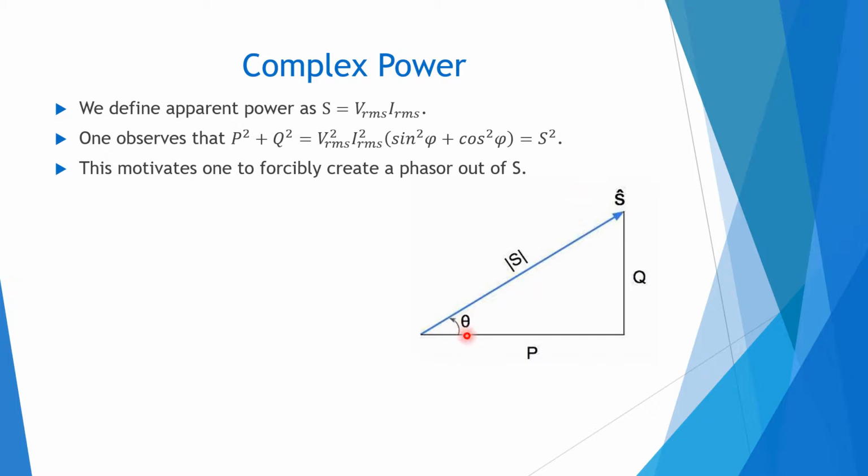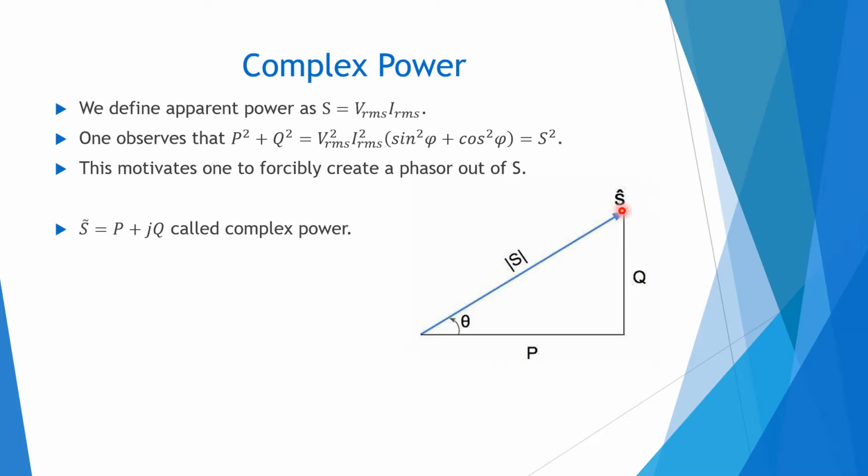This theta, which is also phi, will be the angle by which the voltage phasor leads the current phasor, right? So we make this Q point along the imaginary axis, we make this P point along the real axis, and then this whole thing will be called complex power.